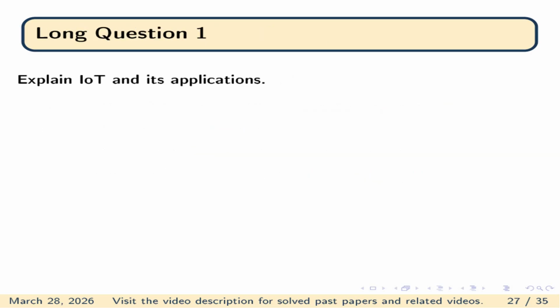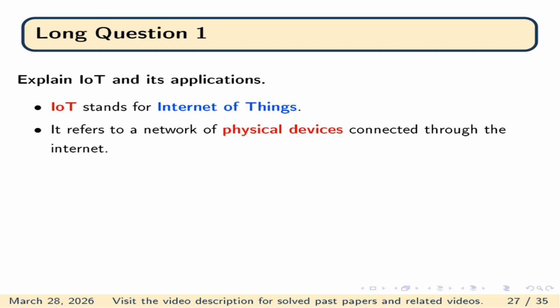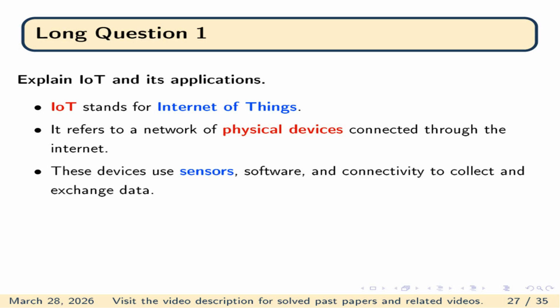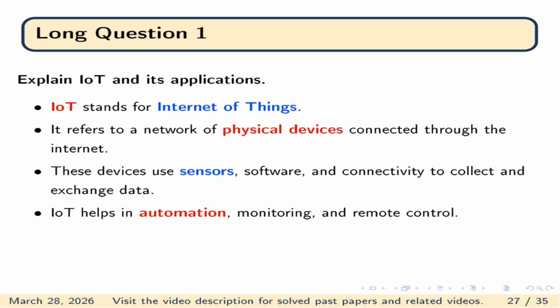Long questions. Explain IoT and its application. IoT stands for Internet of Things. It refers to a network of physical devices connected through the Internet. These devices use sensors, software, and connectivity to collect and exchange data. IoT helps in automation, monitoring, and remote control.